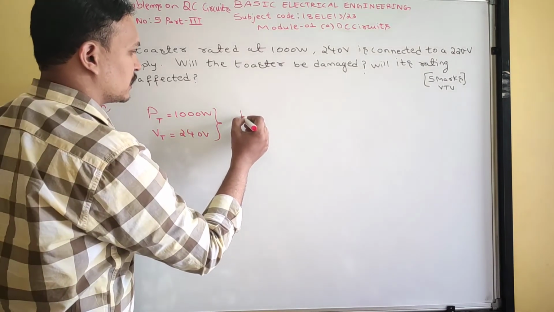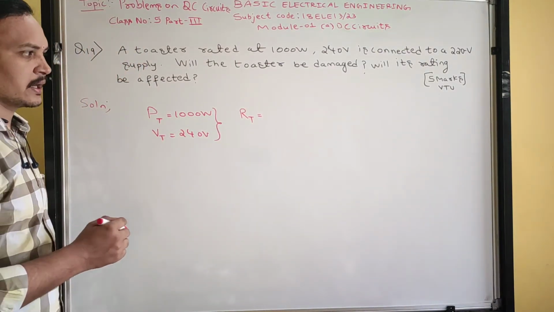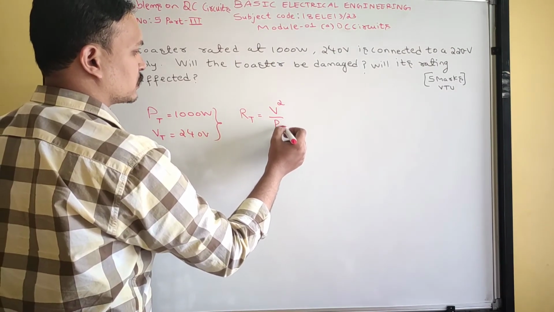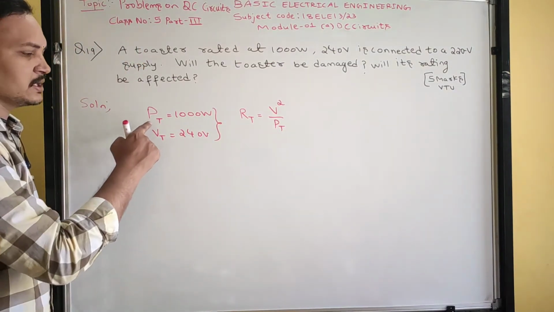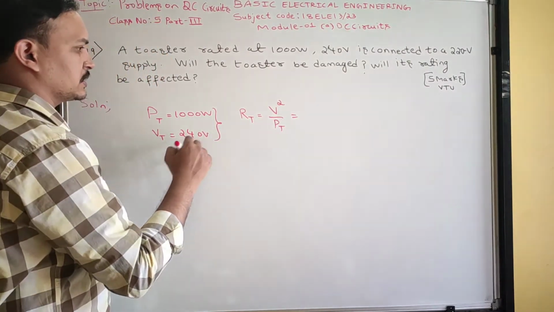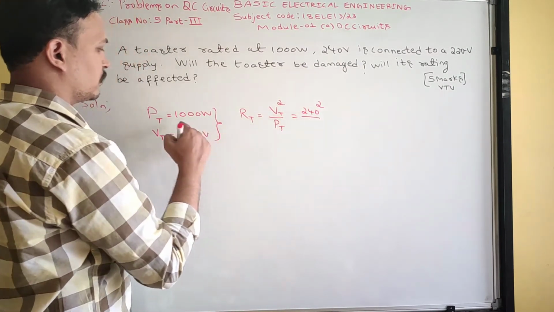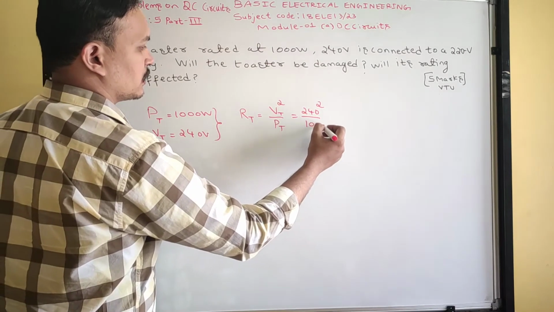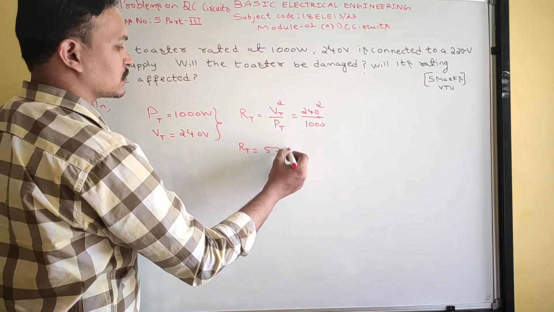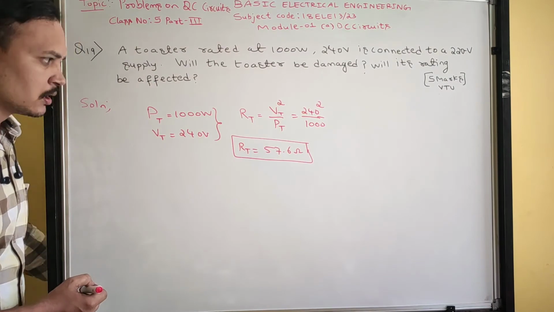First calculate the resistance of the toaster. By using power and voltage ratings, we can calculate resistance. The formula is V square by toaster power. Now consider PT is not total power, it is toaster power. What is V? The voltage rating of the toaster, 240 square, divided by the power rating of the toaster, 1000. So this gives 57.6 ohms. The resistance of the toaster is 57.6 ohm.